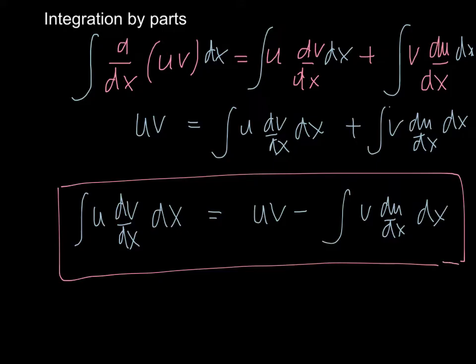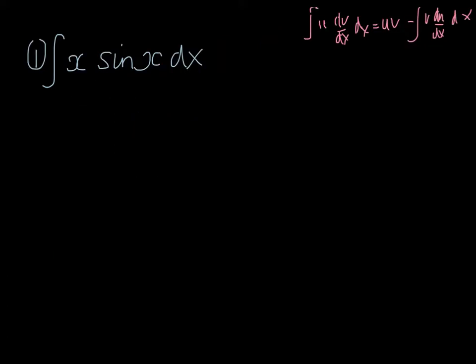Okay, so let's look at a few examples. This one, we've got x as one of our functions and sine x as our other function. In order to use the formula, we need to make one of those functions u and the other one dv by dx. Then if we look at what we're going to use on the right hand side, we need a du by dx term, so we need to be able to differentiate the u, and we need a v term, so we need to be able to integrate the v.